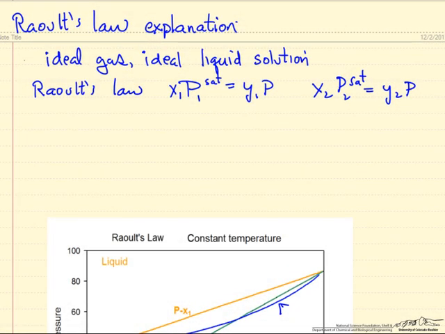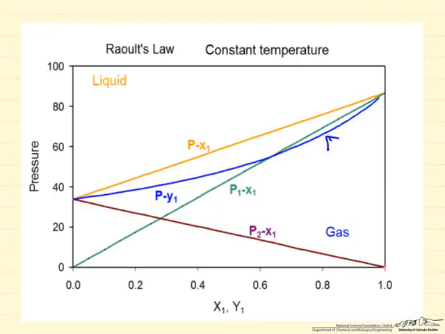I'm going to explain the behavior predicted by Raoult's Law, which essentially occurs when we have an ideal gas and vapor phase mixture in equilibrium with a liquid mixture that's an ideal liquid. It says that the partial pressure of component 1 is proportional to the mole fraction in the liquid phase times the saturation pressure. So x is the mole fraction in the liquid phase, and y is the mole fraction in the gas or vapor phase.